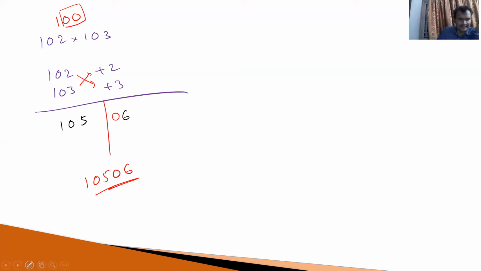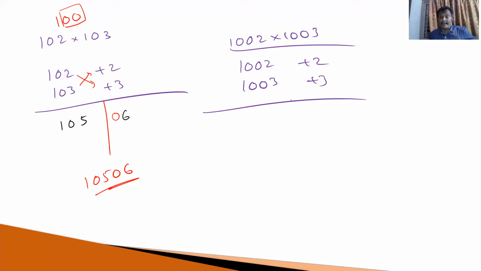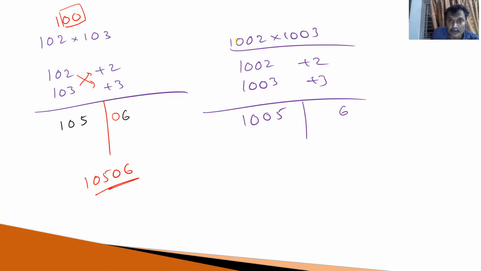Okay. Suppose another example. What is 1002 into 1003? What happened? 1002 plus 2, 1003 plus 3. Okay. Now, what happened? Plus 3, 1005. This is no doubt. It's very simple. What is 2 times 3? That is equal to 6. Okay. Now, what is the base here? The base is equal to 1000.